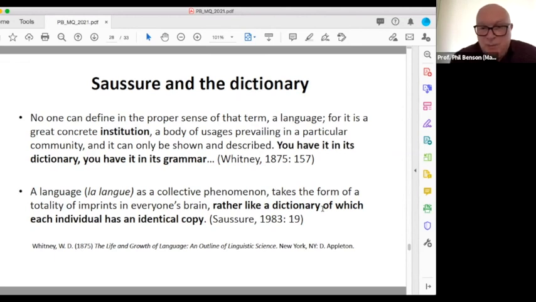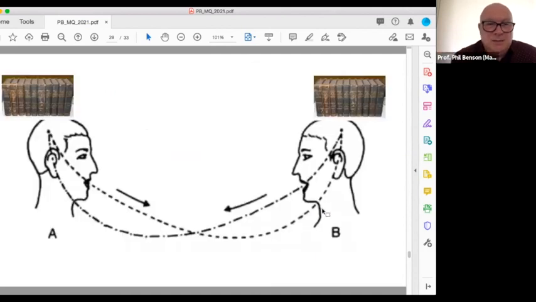Of course, nobody had an identical dictionary in their head, but by the end of the 1900s, most French people would have had an identical dictionary in their homes. And this is just a picture of Saussure's speech circuit with Whitney's Century Dictionary inserted in the heads of the speakers.